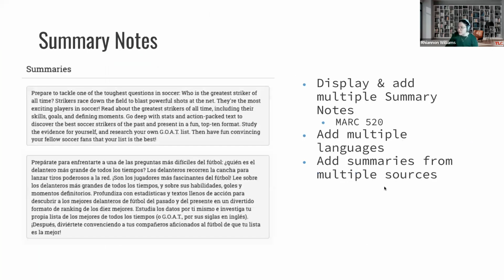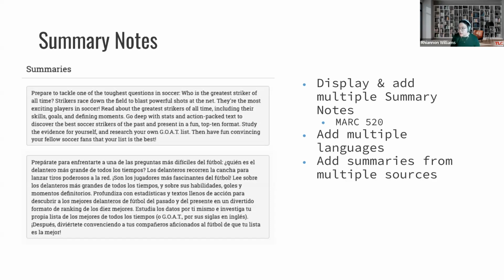So next, I'll talk about our summary notes. This is very similar, new functionality as far as the display, where we can now display and add multiple summary notes from LS2 Cataloging, and summary notes are coming from the MARC 520 field. And this will add additional functionality, allowing catalogers to add summary notes either from multiple sources or in multiple languages, which is really great.